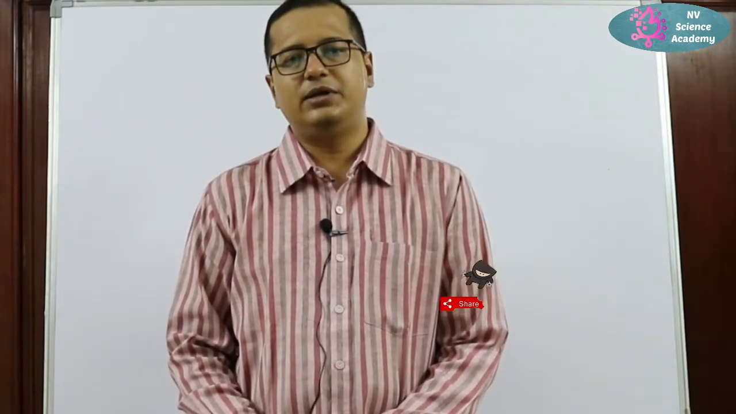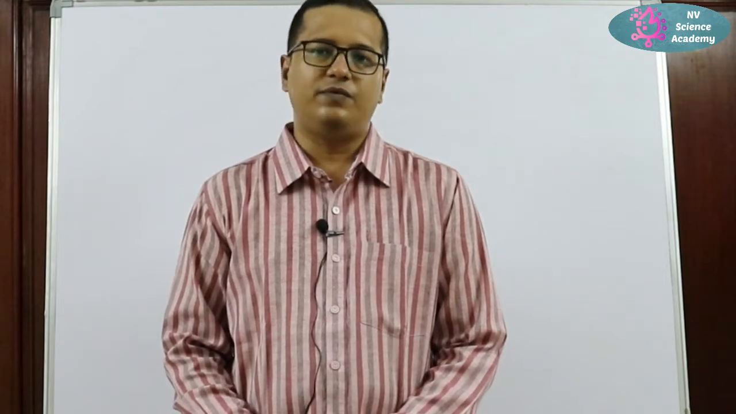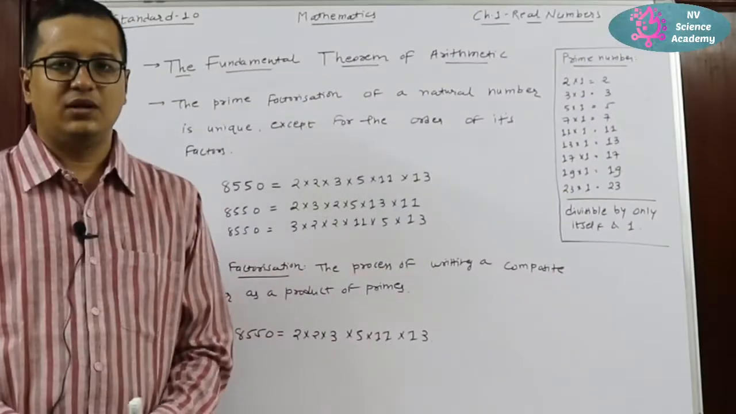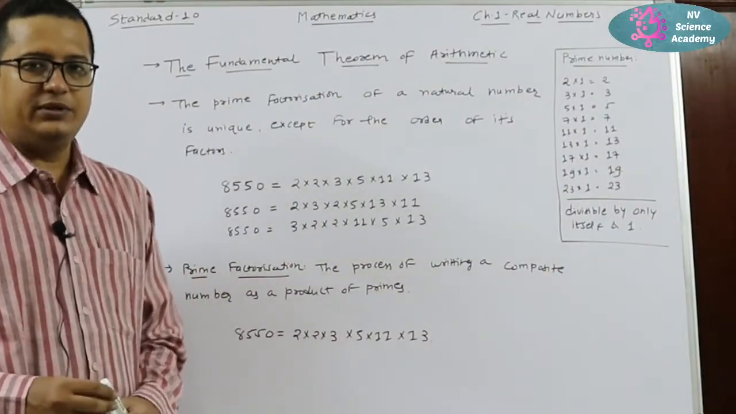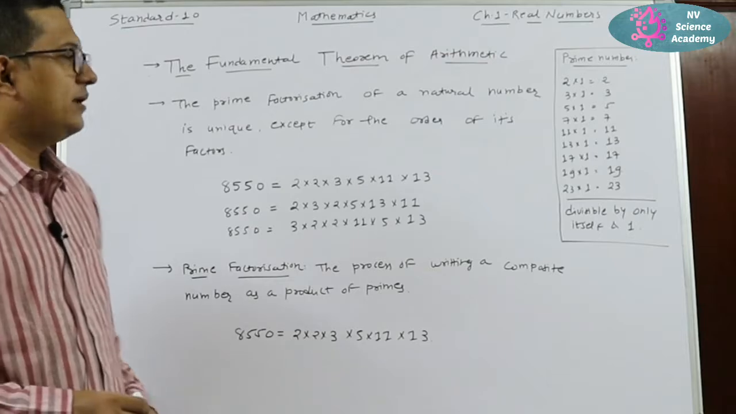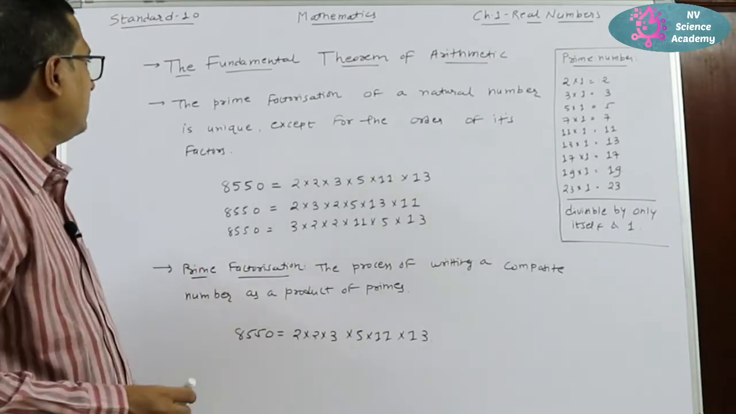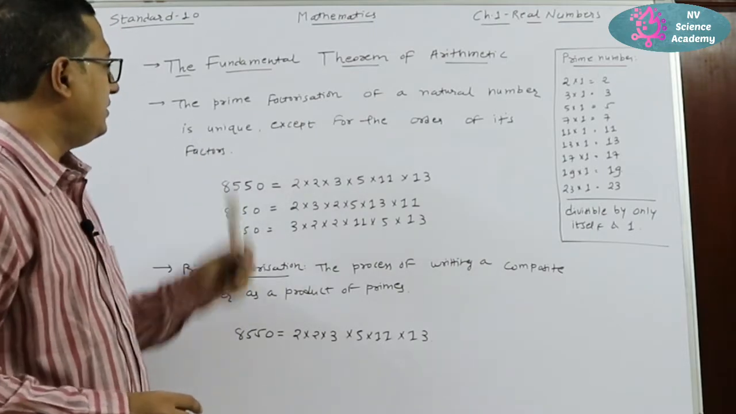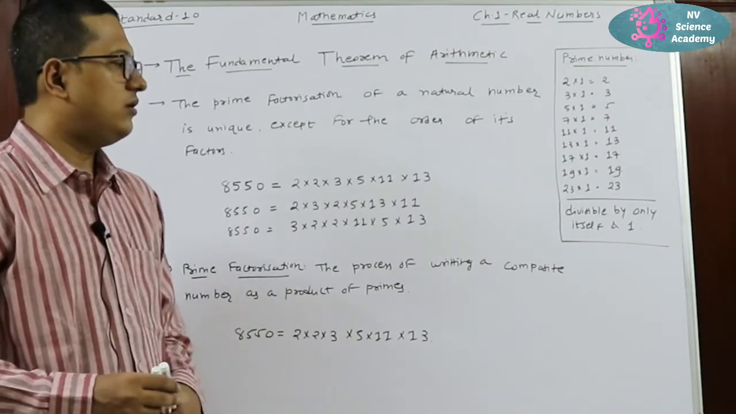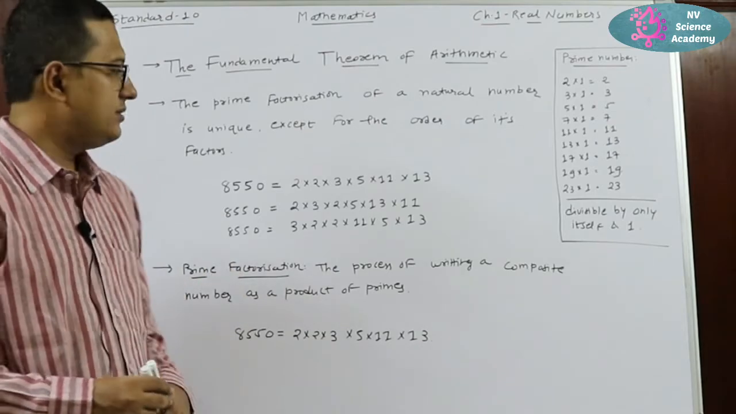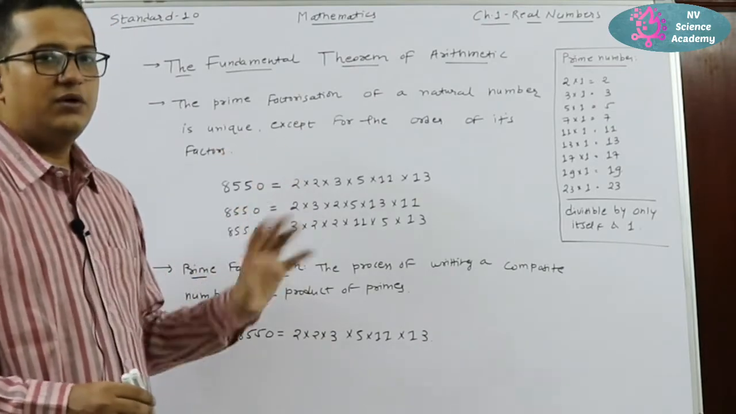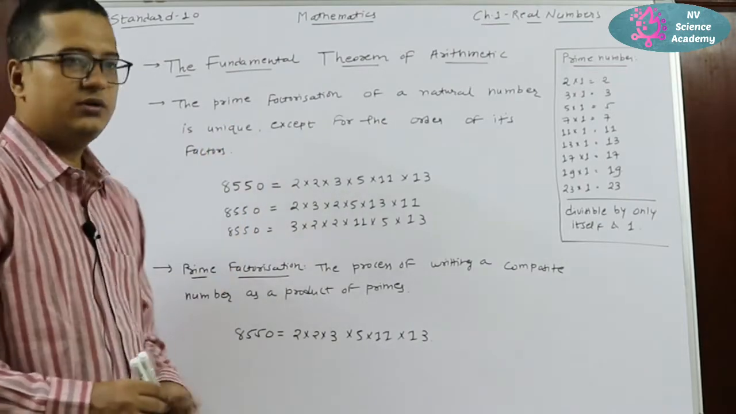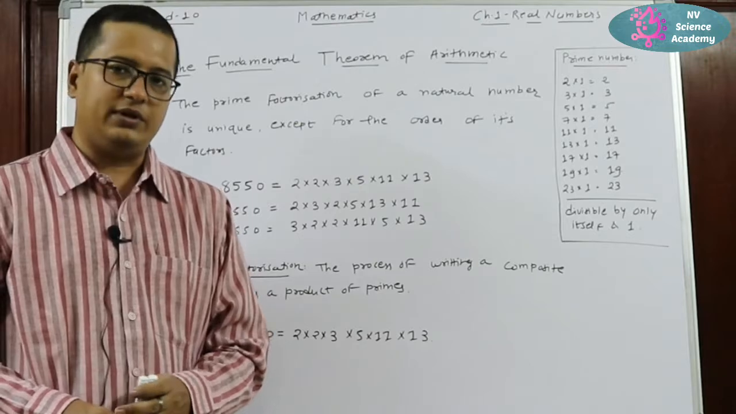Today we are going to study the fundamental theorem of arithmetic from standard 10 mathematics. Let us see the fundamental theorem of arithmetic. The statement of the theorem is: the prime factorization of a natural number is unique except for the order of its factors. It means you can change the order of the factors, but the factorization is always unique. So this is the fundamental theorem of arithmetic.